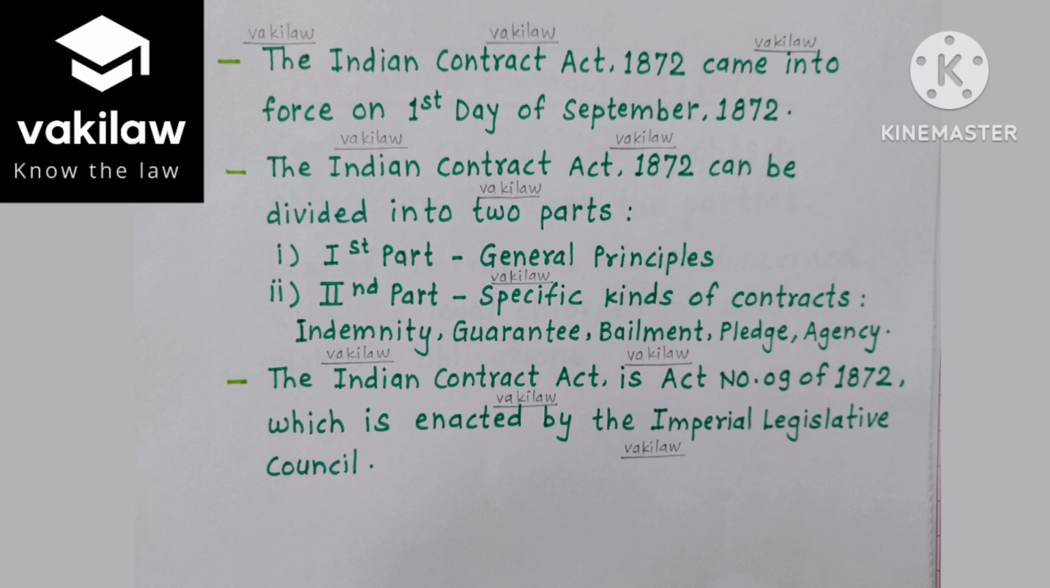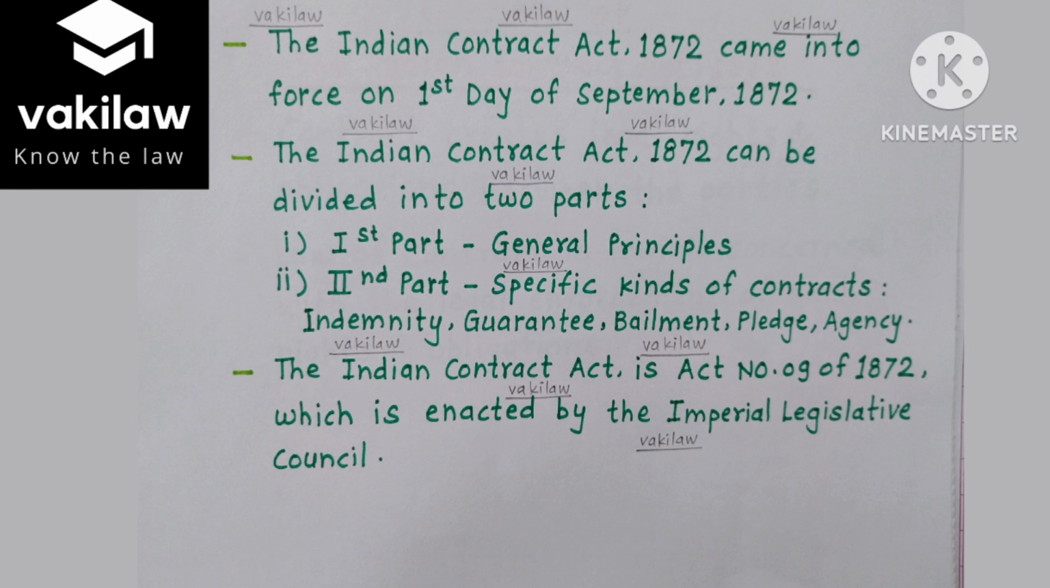Now it is also very important to note that the Indian Contract Act of 1872 is the main source of law which regulates contracts in India. So the Indian Contract Act of 1872 is the only act till date which governs all provisions related to contracts in India. The Indian Contract Act is Act number 9 of 1872, which was enacted by the Imperial Legislative Council. Now moving forward, let's take a look at the structure of the Indian Contract Act of 1872.